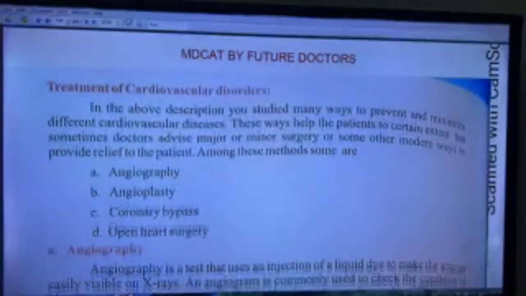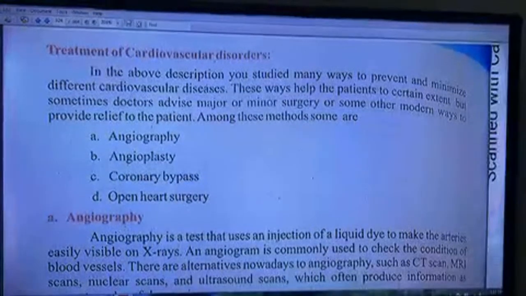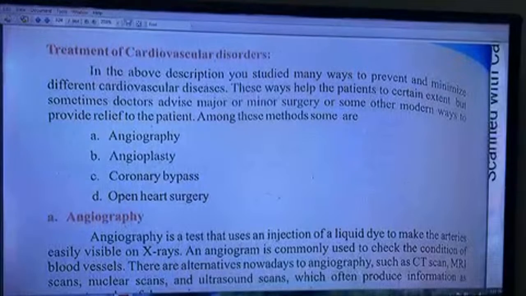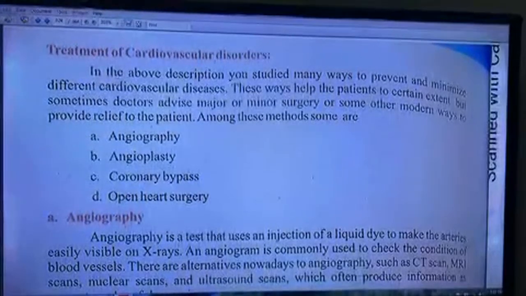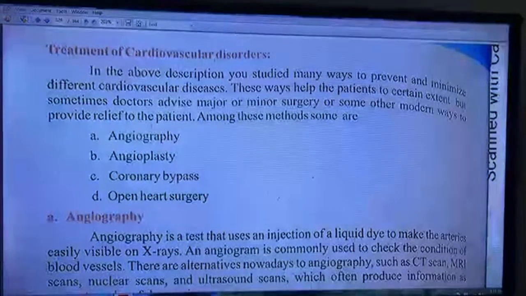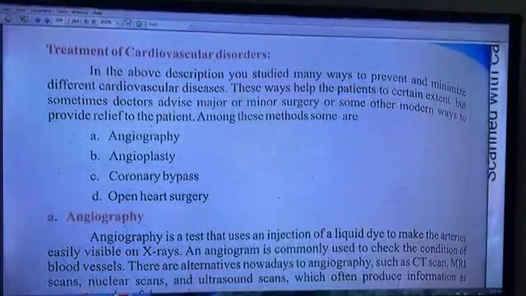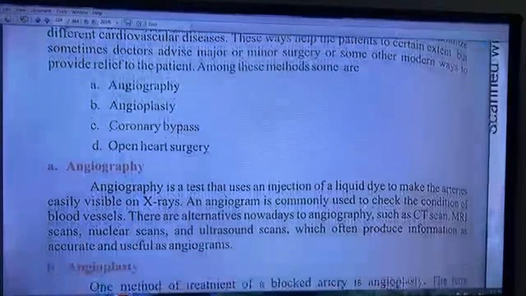Treatment of cardiovascular disorders. In the above description you studied many ways to prevent and minimize different cardiovascular diseases. These ways help the patient to a certain extent, but sometimes doctors advise major or minor surgery or some other modern ways to provide relief to the patient. Among these methods are angiography, angioplasty, coronary bypass, and open heart surgery. Angiography.